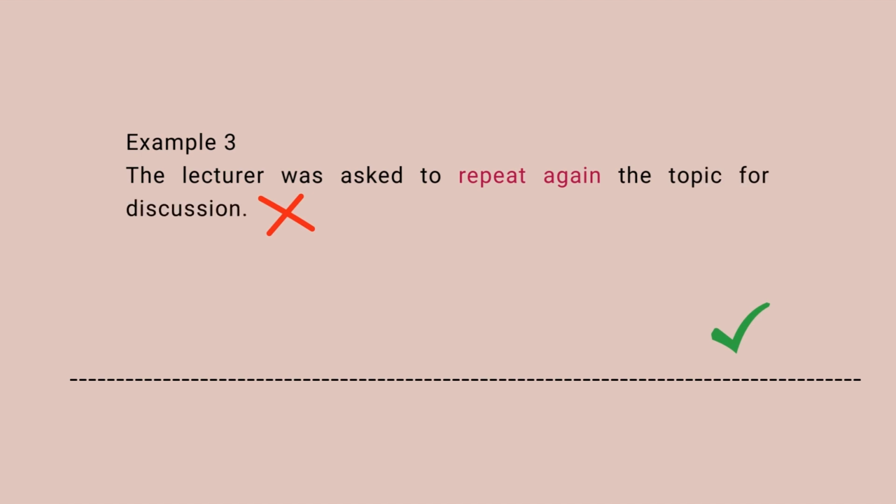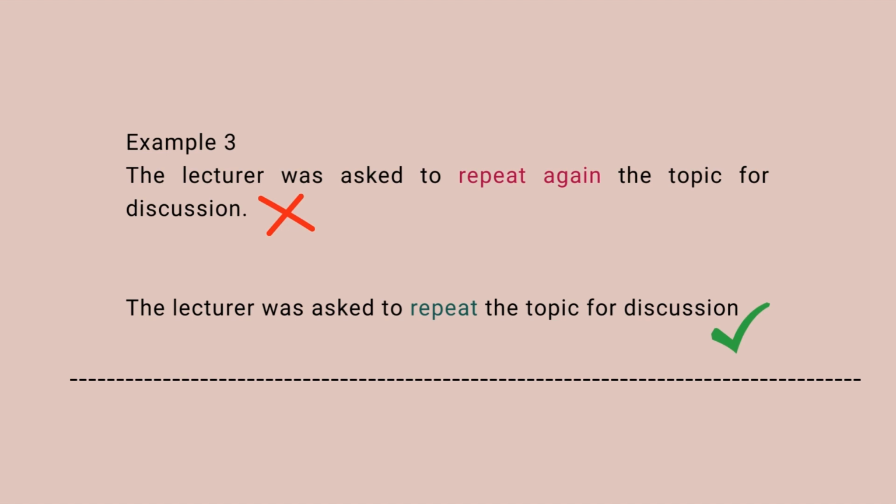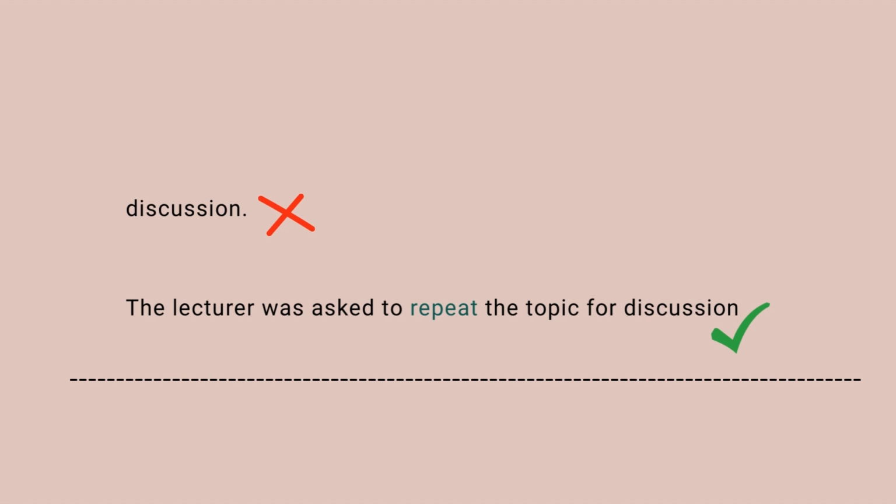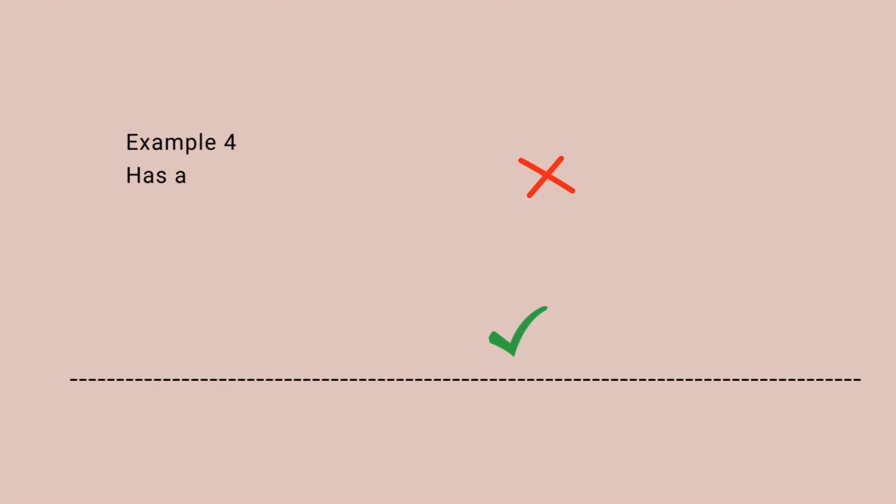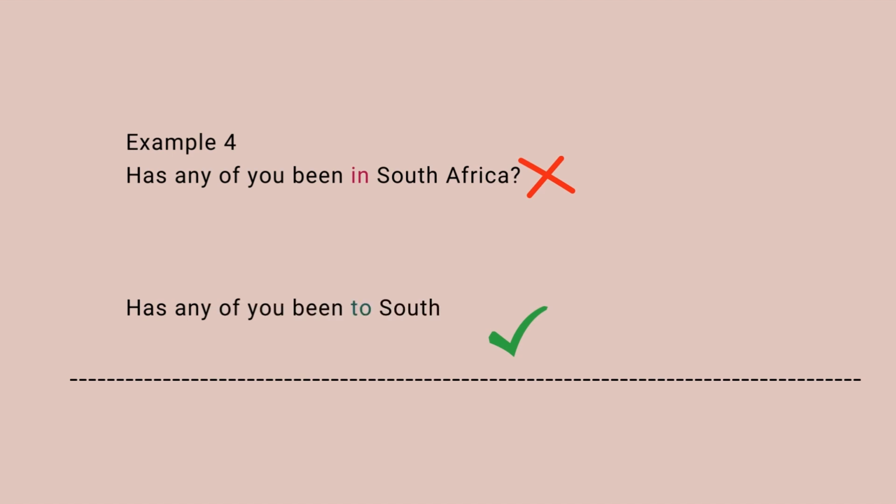Another example, the lecturer was asked to repeat again the topic for discussion. Never ask any lecturer to repeat again. It's either we ask the lecturer to repeat the topic for discussion or to say the topic for discussion again. Right? Good. Finally, has any of you been to South Africa? Not been in. Never use the expression has any of you been in South Africa? The right expression is been to.